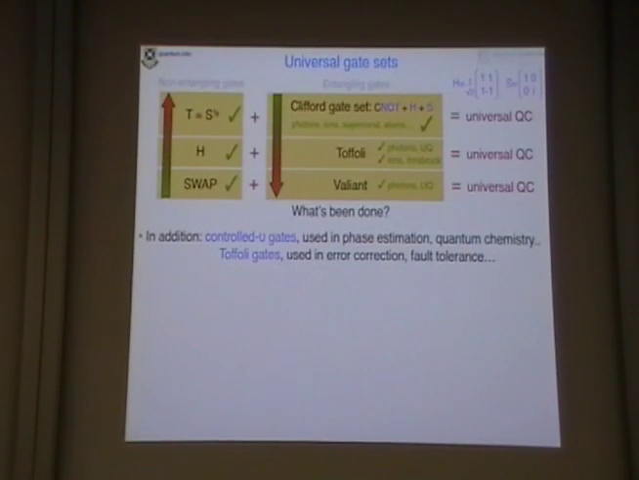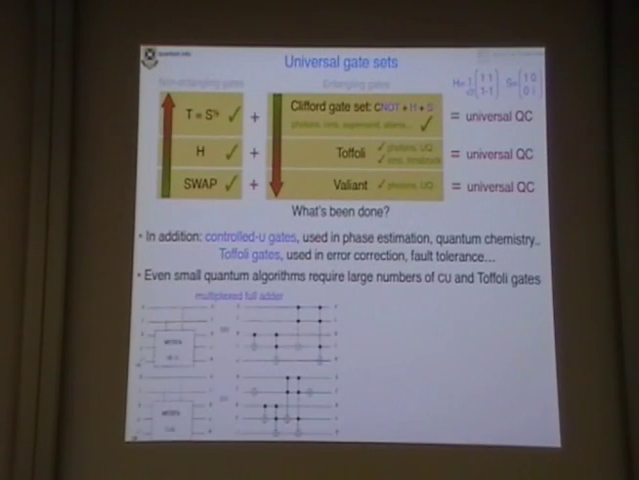So these gates, for example, the Toffoli gate, are used in a whole field of theoretical computer science now where they say, how do I build the best possible quantum computer? And they'll come up with a recipe using 3-qubit gates and 4-qubit gates and funny controlled unitary 2-qubit gates. And even small quantum algorithms require large numbers of controlled unitary and Toffoli gates.